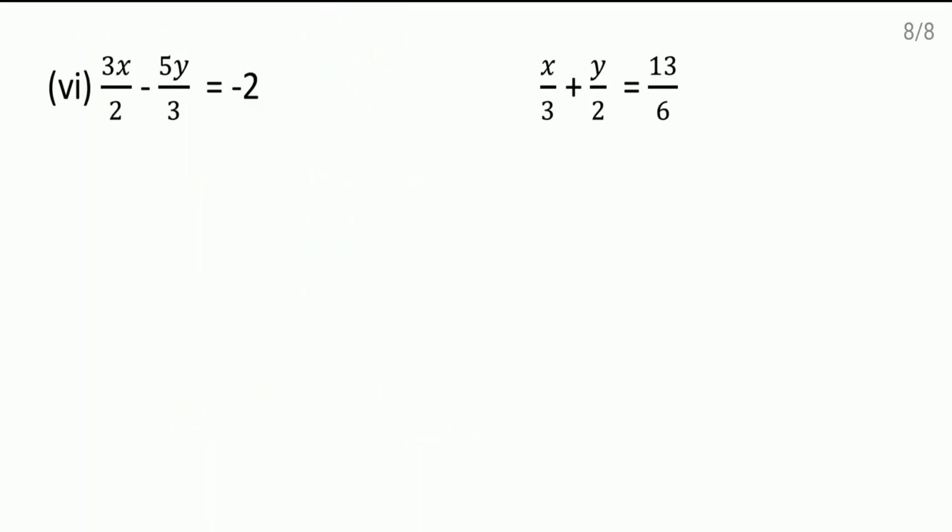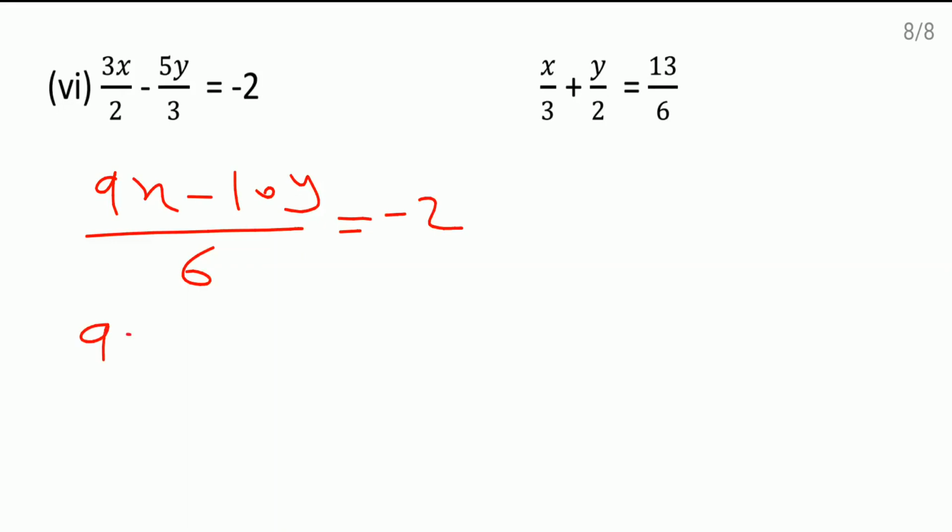Come to the sixth question now here. Look at this one. See the easier one now here. Once again, before seeing that easier one, what we'll do? We'll write down this equation in a proper standard format. So that I will do the LCM of the first equation. So it comes as 9x minus 10y divided by 6, which is equal to minus 2. So the equation is 9x minus 10y, which is equal to minus 12.